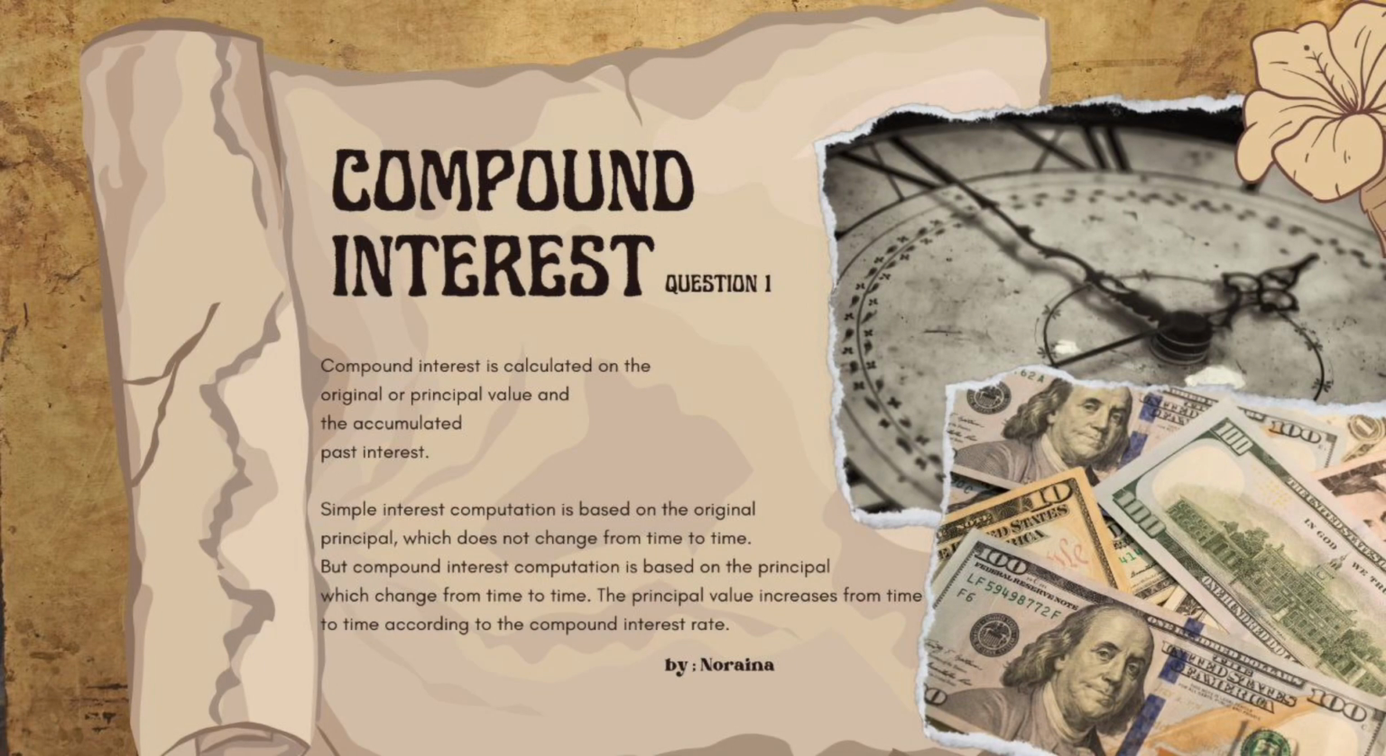Firstly, we are going to talk about compound interest. Compound interest is calculated on the original or principal value and the accumulated interest. Simple interest computation is based on the original principal, which does not change from time to time. But compound interest computation is based on the principal which changes from time to time. The principal value increases from time to time according to the compound interest rate.